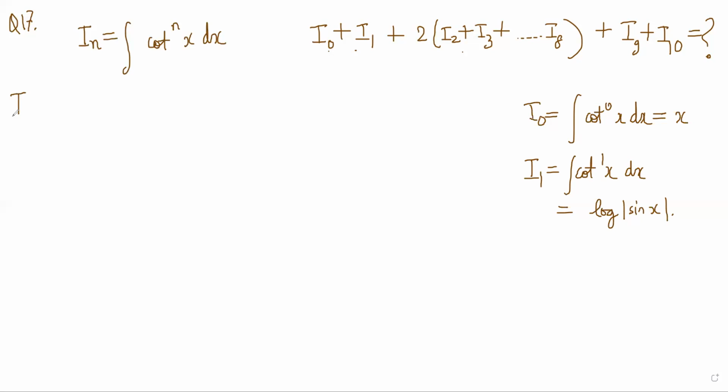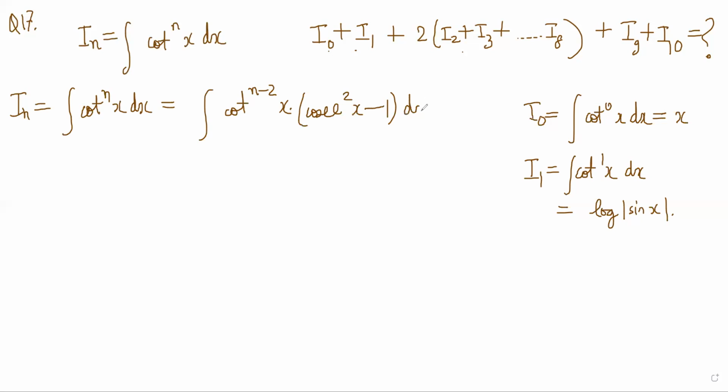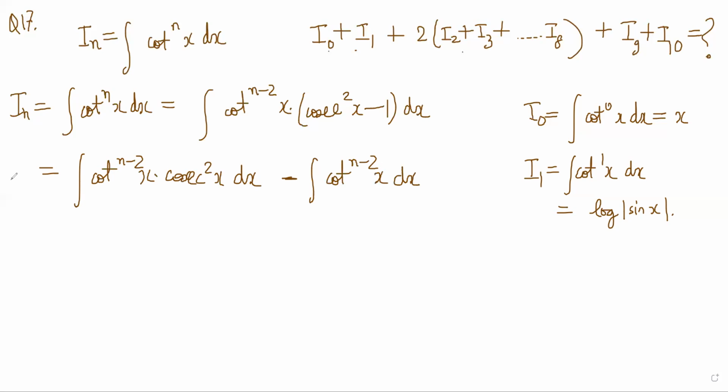So if you write In equal to the integral of cot power n x dx as the integral of cot power n minus 2 x into cot square x, which is equal to cosec square x minus 1, dx, right? This is actually cot square x here. Then what we can say is the integral of cot power n minus 2 x into cosec square x dx minus the integral of cot power n minus 2 x dx is equal to your In, right?